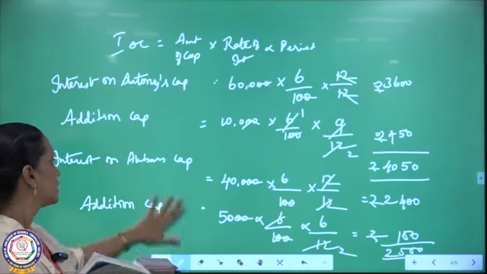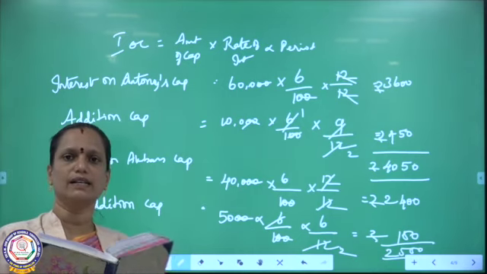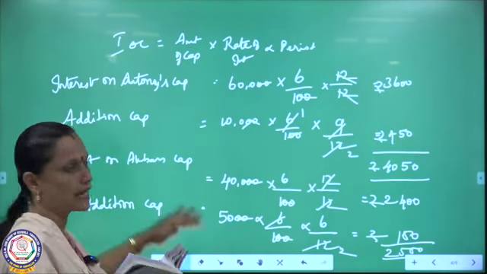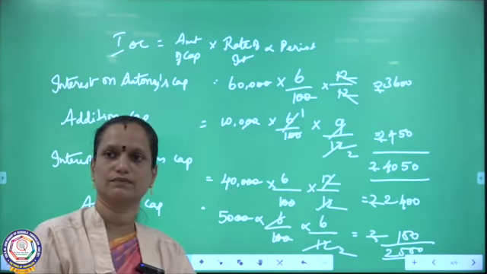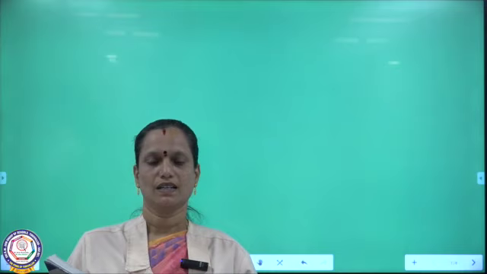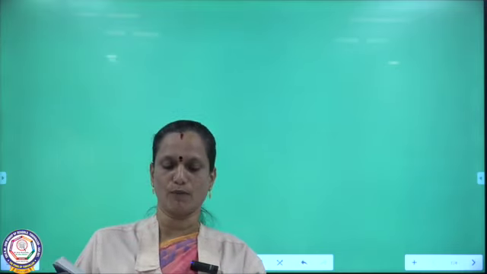Okay, children, do you understand this? How to calculate additional capital and then interest on capital? Okay, we can move to the next sum. Okay, children. Now we are going to see the next problem.